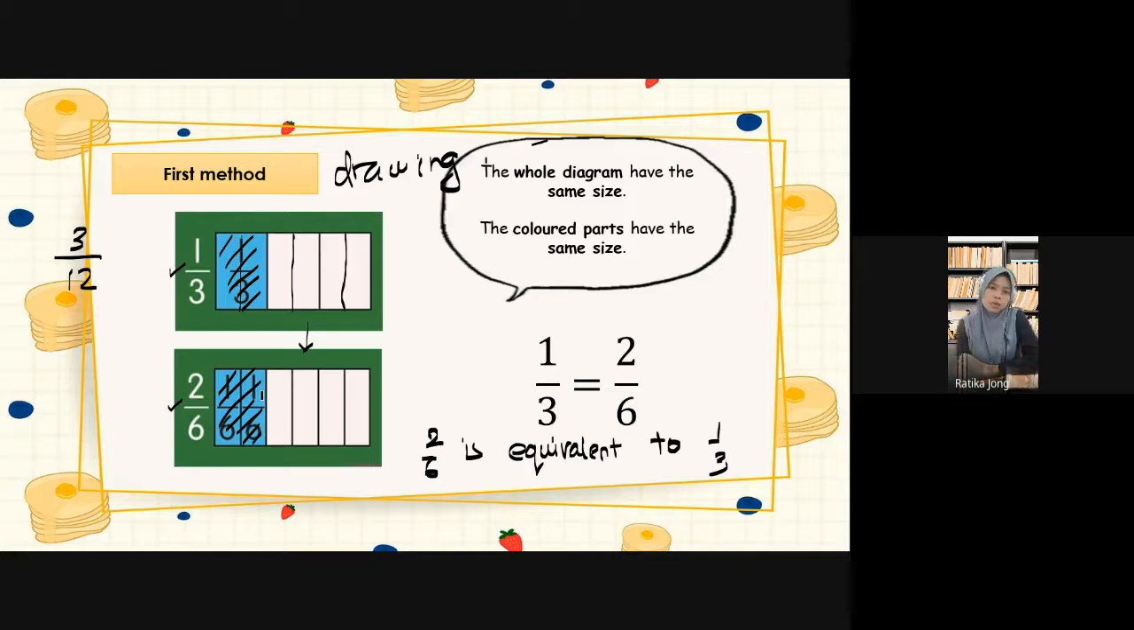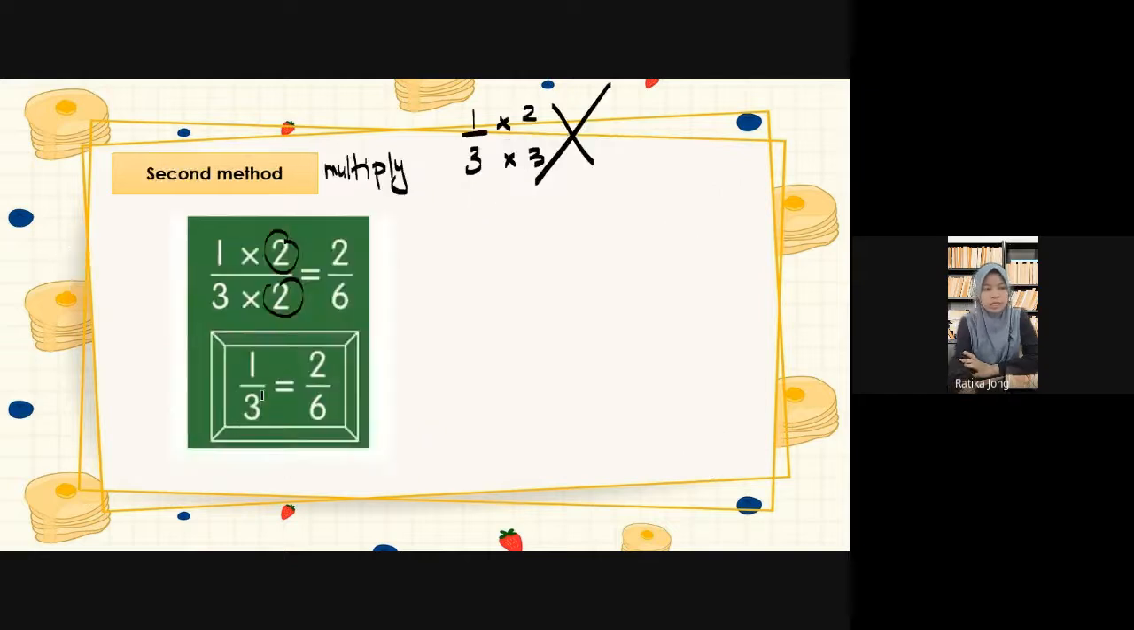Both methods will give you same answer. I prefer to use this method, the second method. You just need to multiply any number that you want. Tapi ingat, awak mesti darab nombor atas dengan nombor bawah dengan nombor yang sama. Okay, so now let's look at next one.